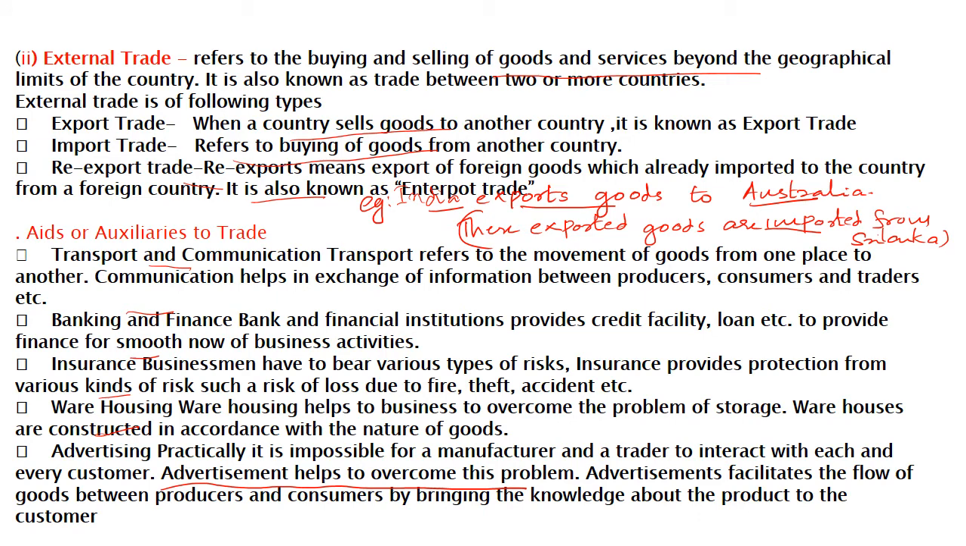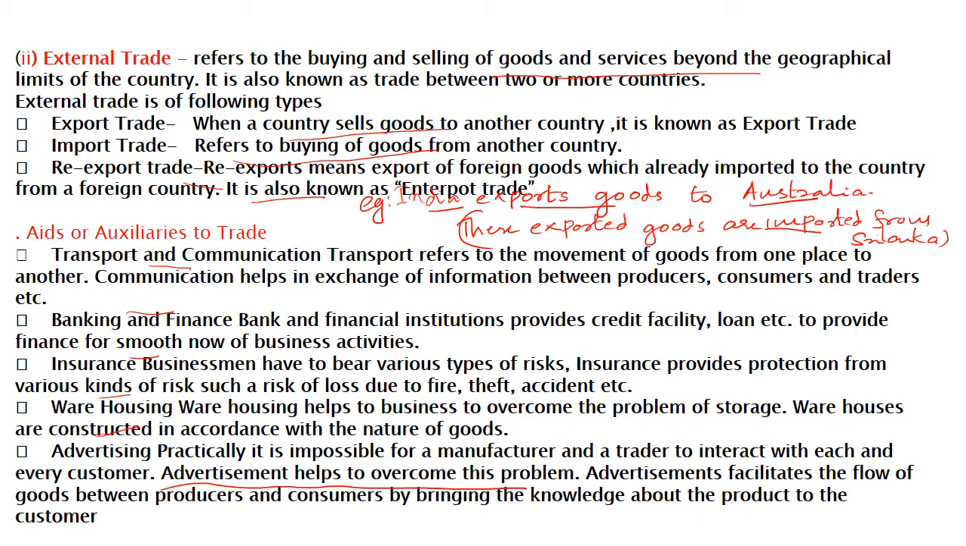So the next thing is external trade. External trade implies the buying and selling of goods and services beyond the geographical limit of the country. It's known as external trade. It's of two types: export trade and import trade. When a country sells goods to another country, it is export trade. Buying goods from another country is known as import trade.